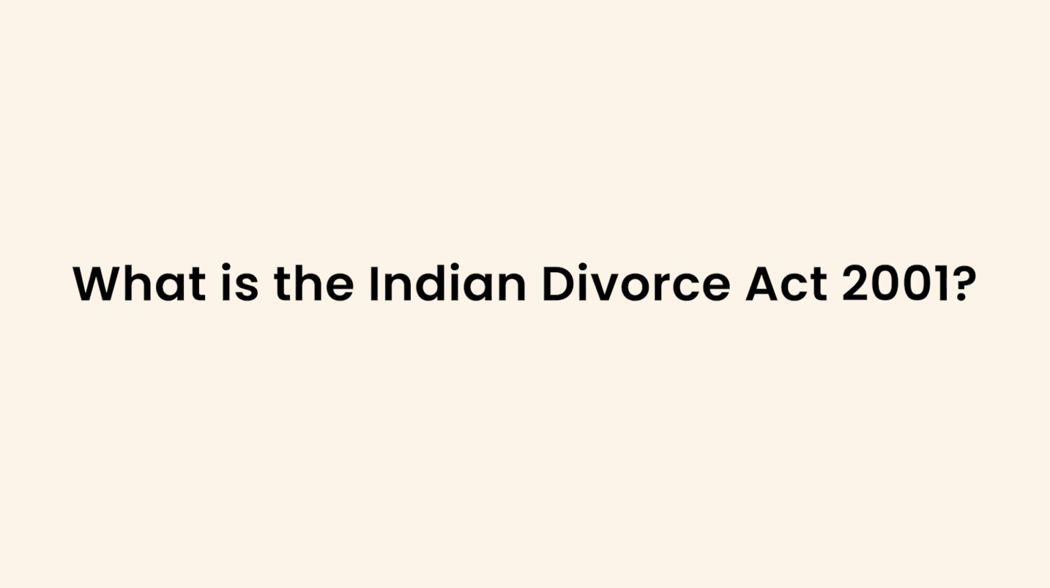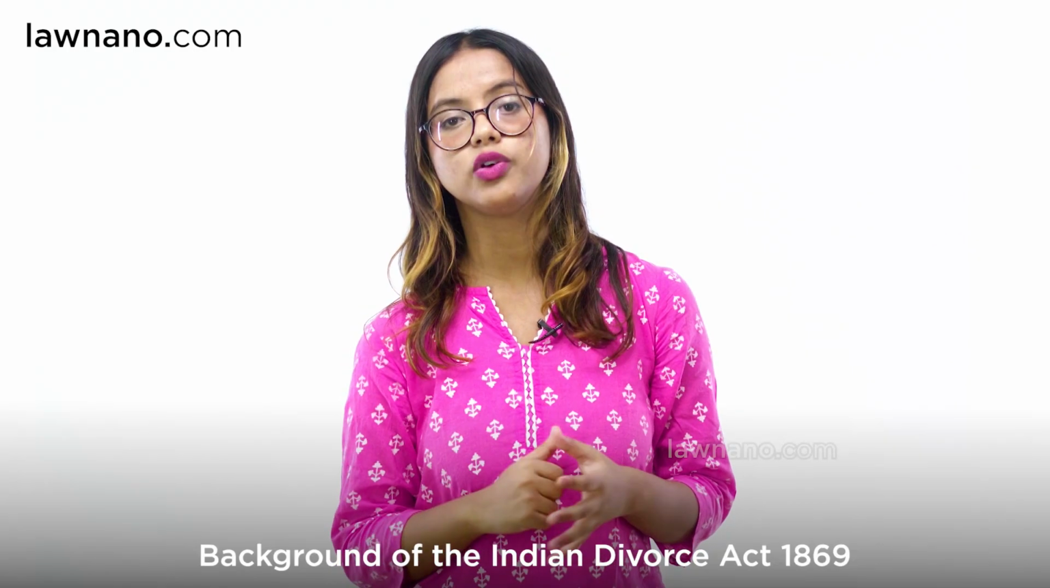Indian Divorce Act 2001. Background of the Indian Divorce Act 1869. The Indian Divorce Act 1869 was enacted during the British colonial rule to govern divorce laws for Christians in India. It had become outdated and suffered from many drawbacks by the late 20th century.